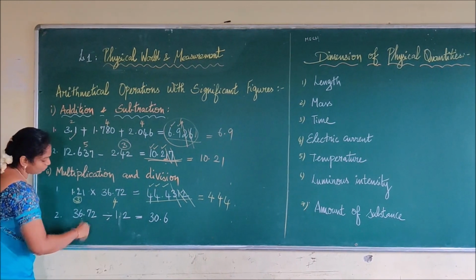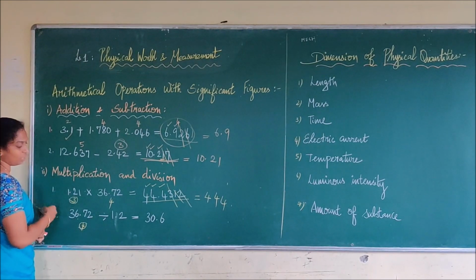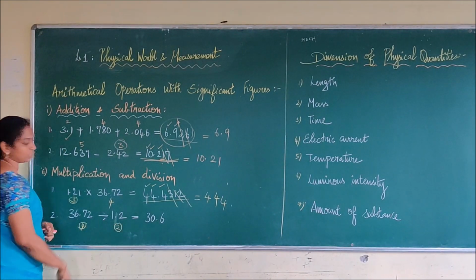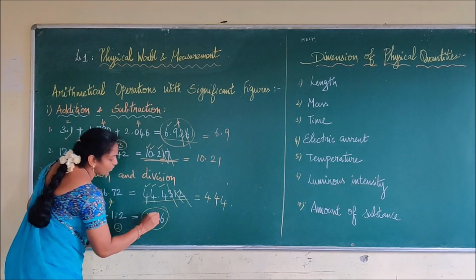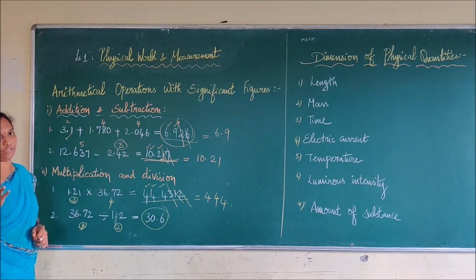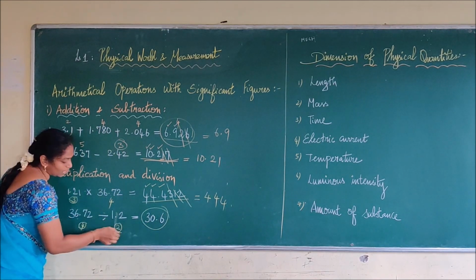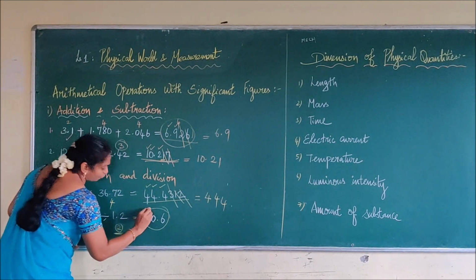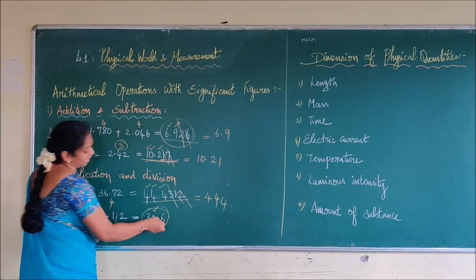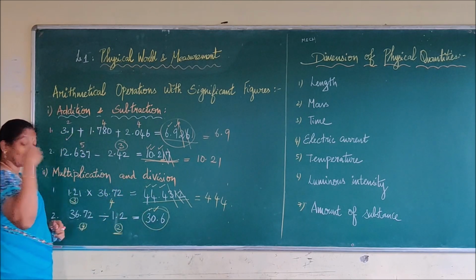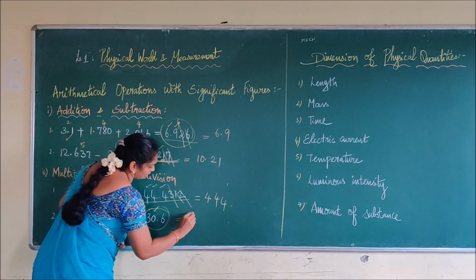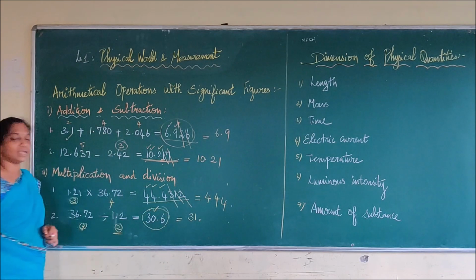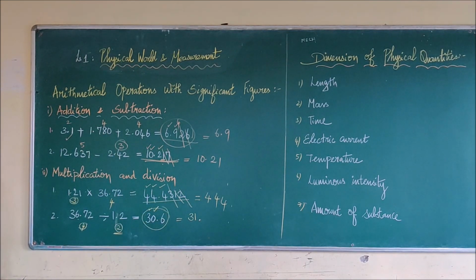Then if I divide these two numbers. Here how many significant figures are there? There are 4 significant figures. Here I have 2 significant figures. The answer has 3 significant figures. But we have to round to the least, that means we have to round to 2 significant figures. Therefore this 1 and 2. Then we take this 6, which is greater than 5. Therefore the answer will become 31.